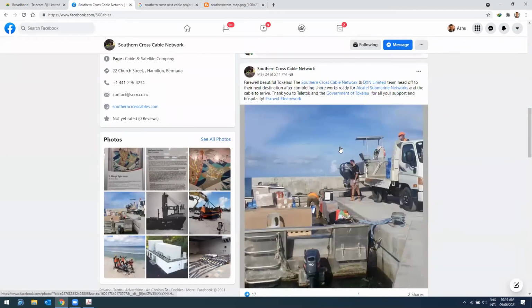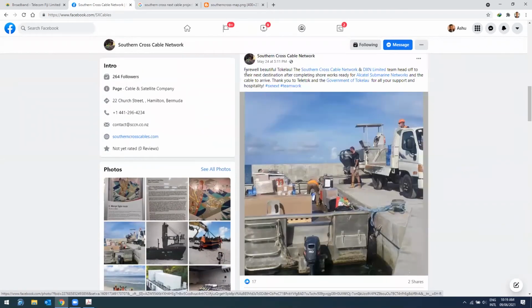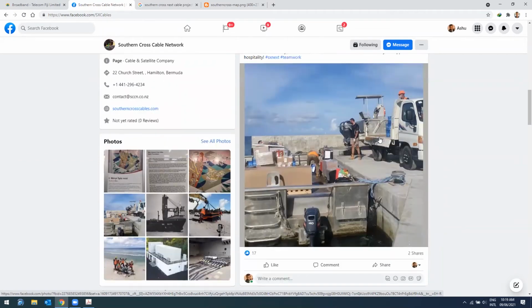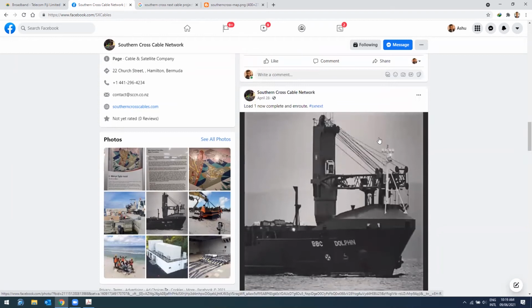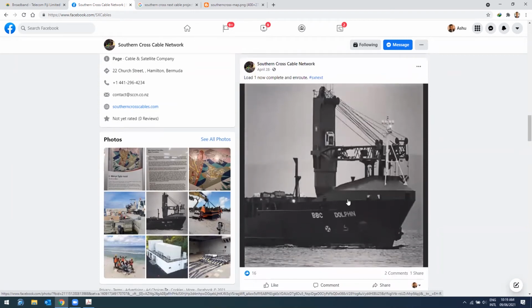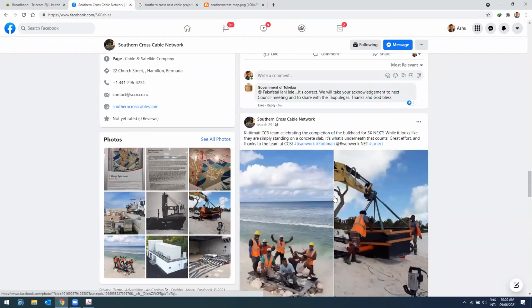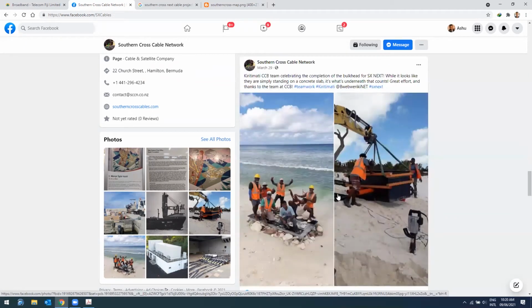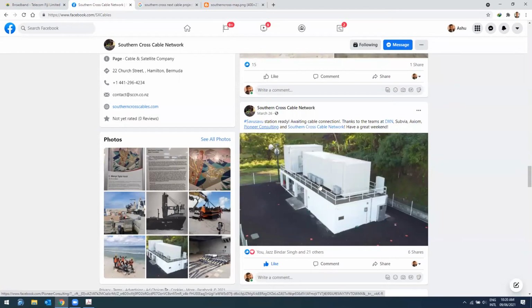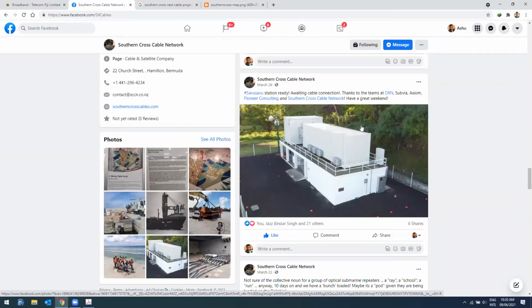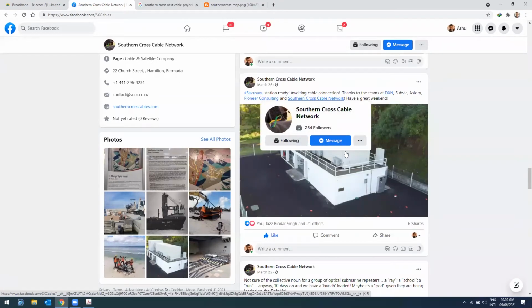So if you scroll down, here you can see Farewell Beautiful Tokelau. They have done the cables there in Tokelau. And this is the ship they're using to lay the cables. Then if you scroll down, this is in Kiribati, I suppose. Here, this is in Savusavu. They have set up the station, the Southern Cross Cable Station, in Savusavu.